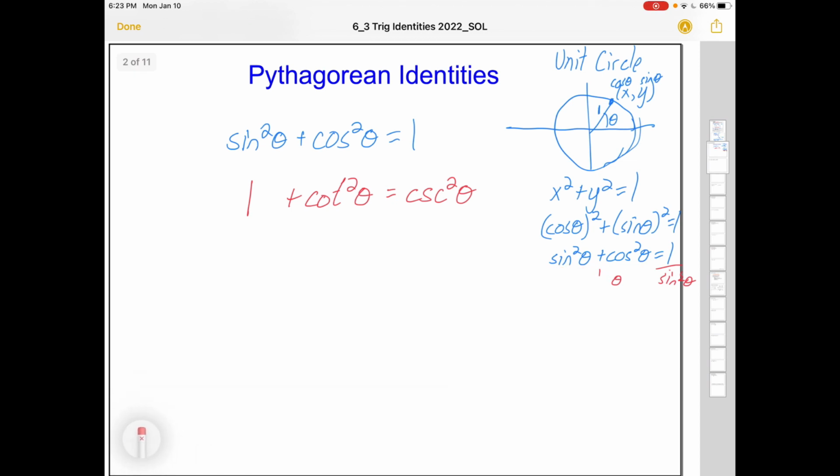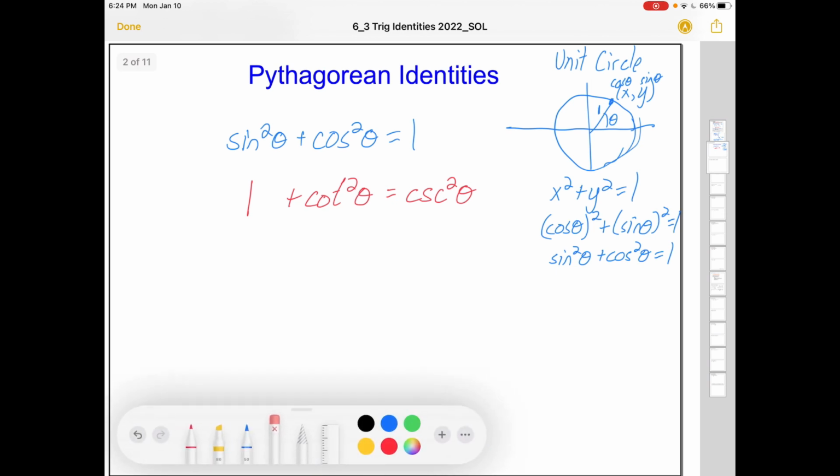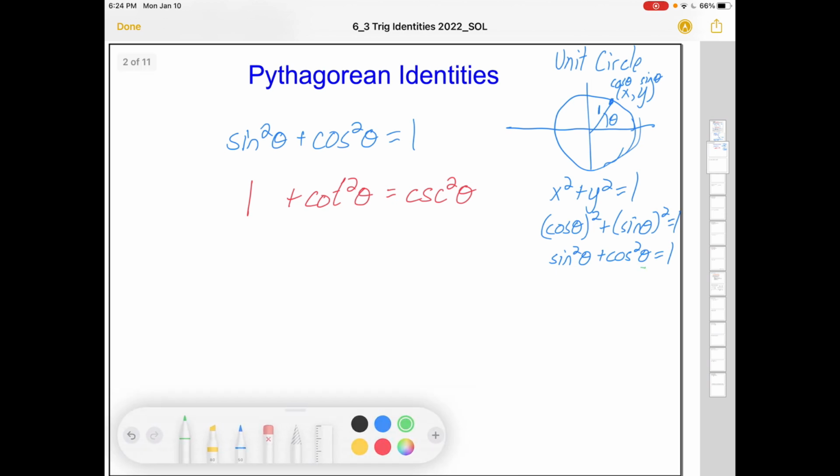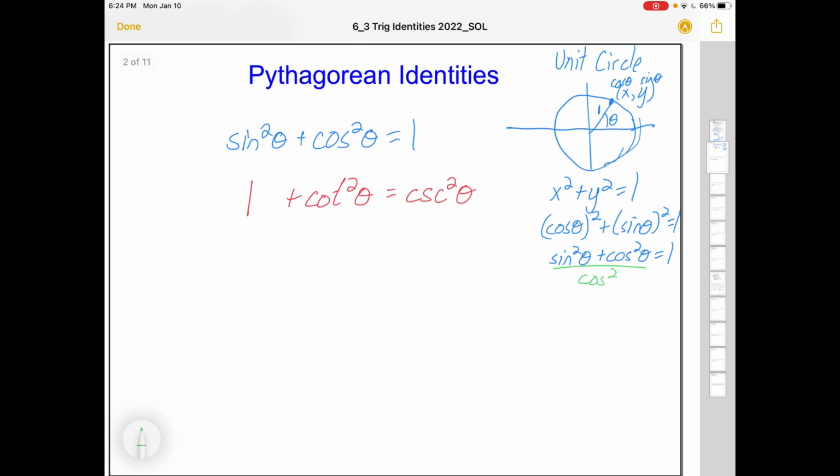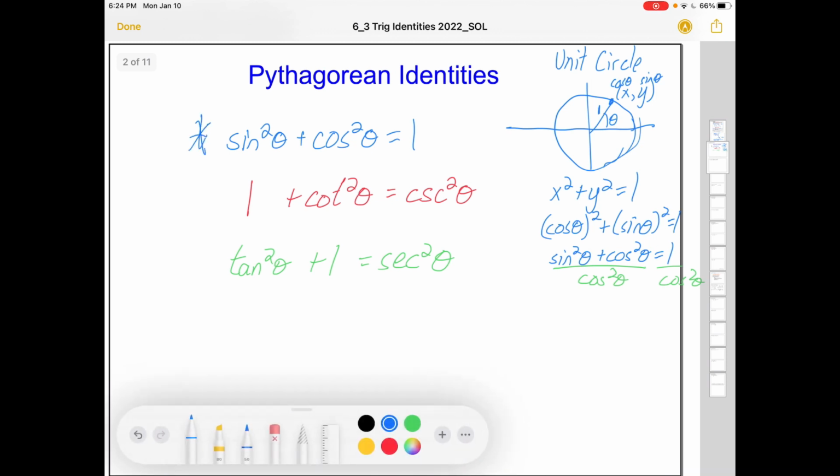You could also divide by cos squared. So what would that give me? Sine squared over cos squared is tan squared theta. Cos squared over cos squared is 1. And 1 over cos squared is secant squared theta. Out of these three, this is the most important one. And the other ones follow suit.